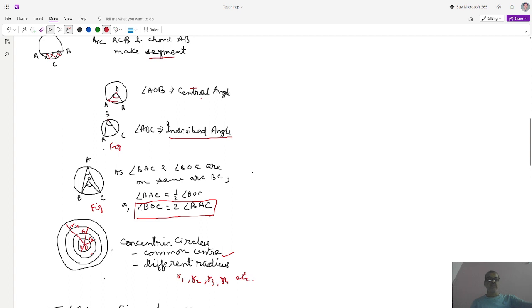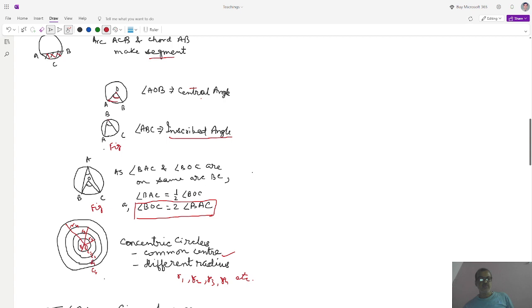What do we mean by concentric circles? Concentric circles are those circles which have a common center but different radius. Here, O is the common center of these circles, say circle 1, circle 2, circle 3 and circle 4.